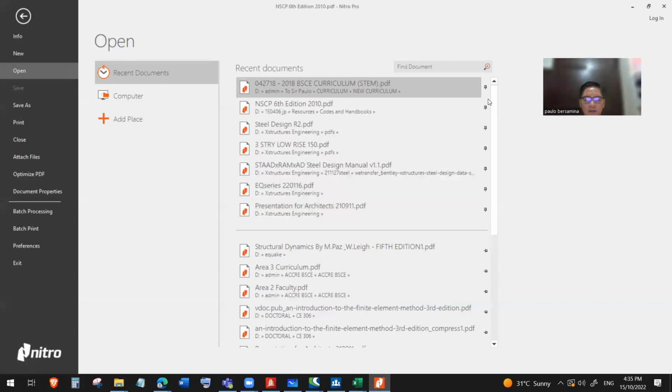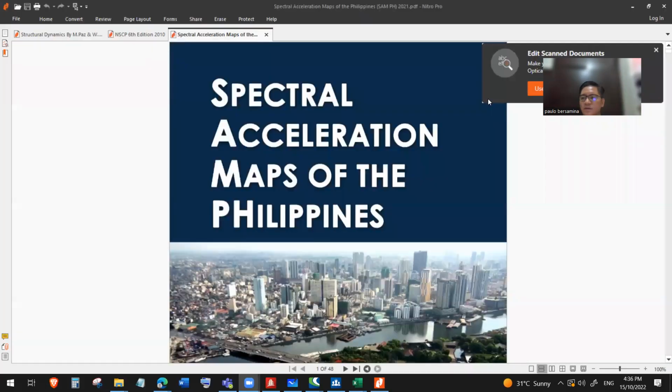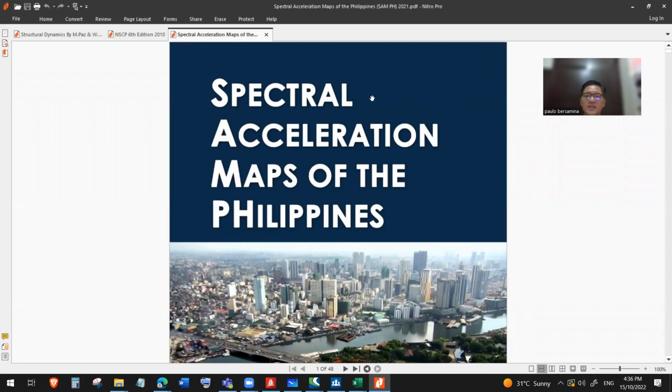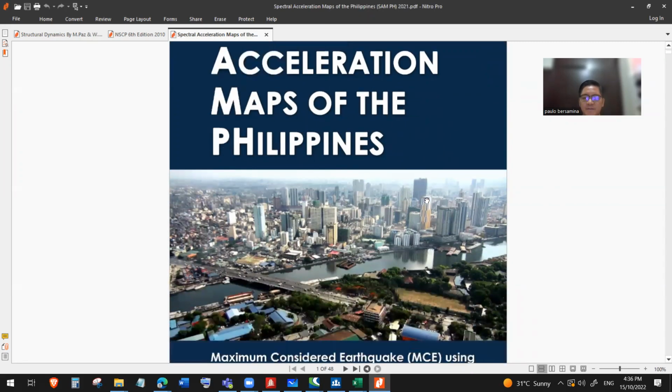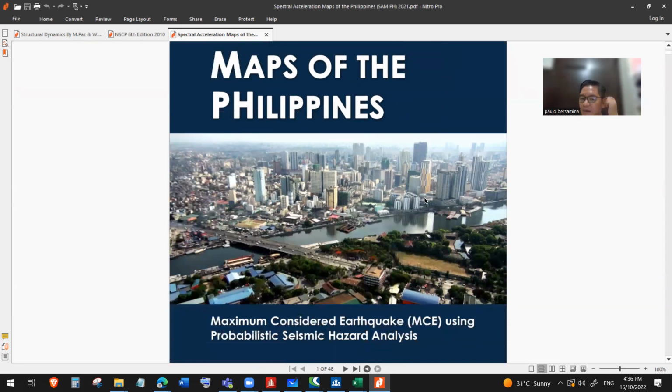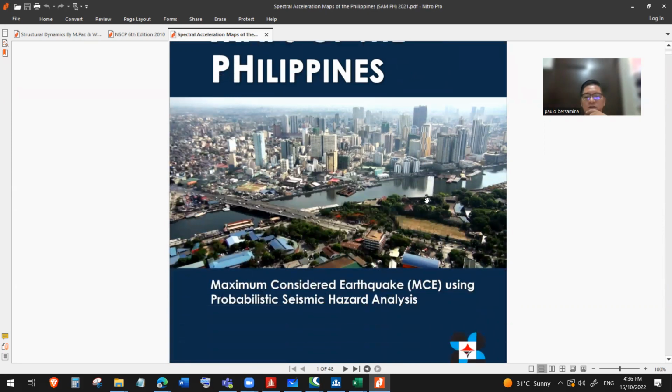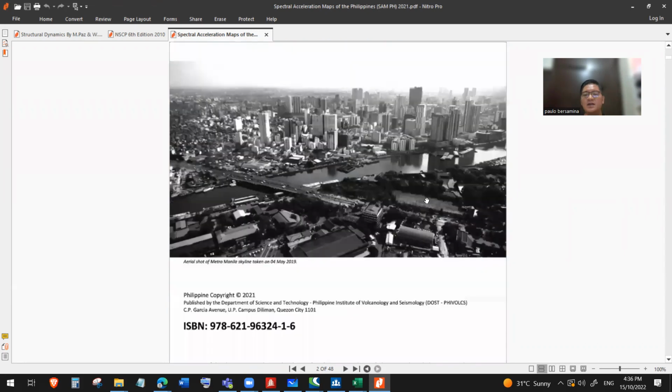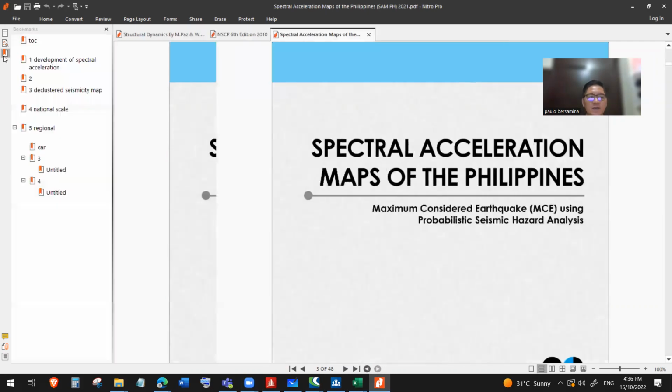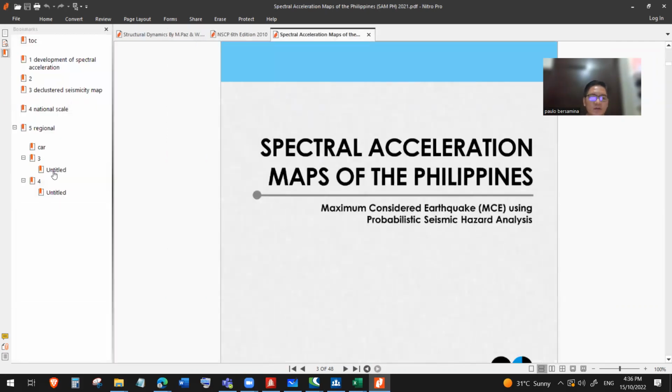Earthquake. Yeah, this one. Yeah, can you see now yung spectral acceleration map of the Philippines? Okay. So, maximum considered earthquake using probabilistic seismic hazard analysis. Ano ko na to eh. Na bullet ko na to. Bookmark ko na pala to.